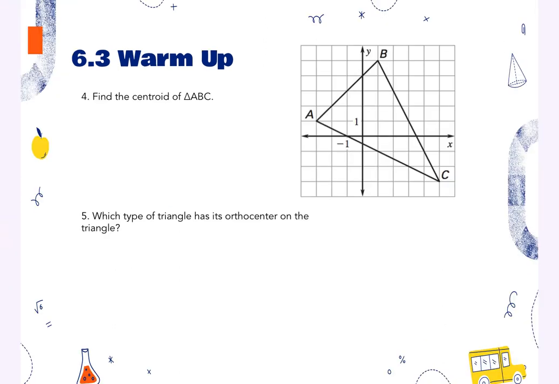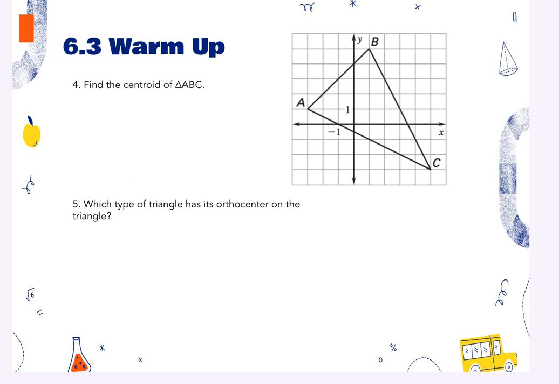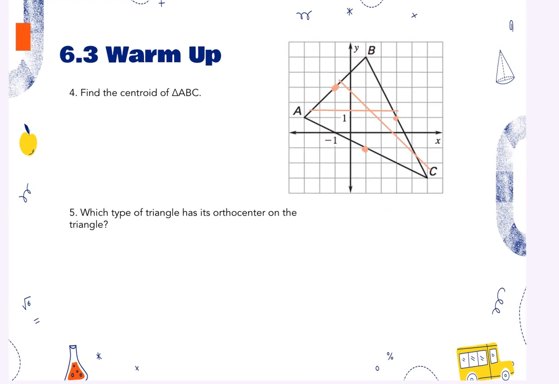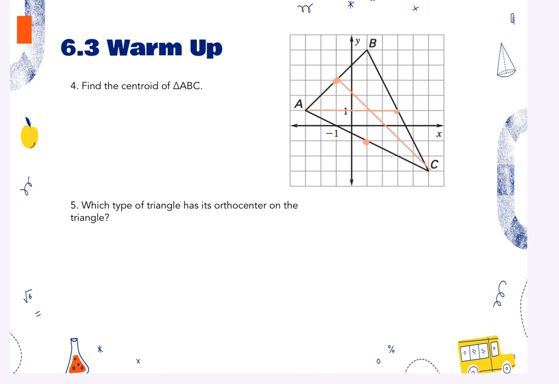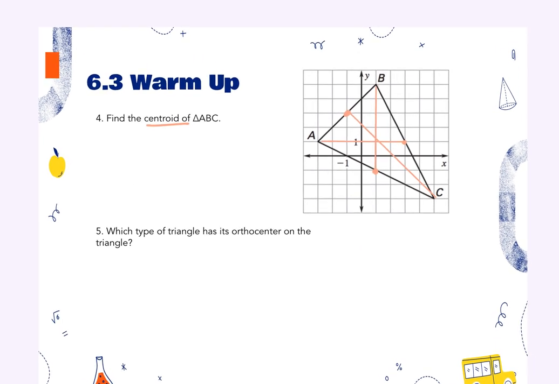Number 4, it says find the centroid of ABC. So we can go the long way and find the midpoint of each side and then connect them. So like I would accurately find the midpoint by adding them and dividing by 2. Or the shortcut for the centroid is to find the vertices and divide each by 3.